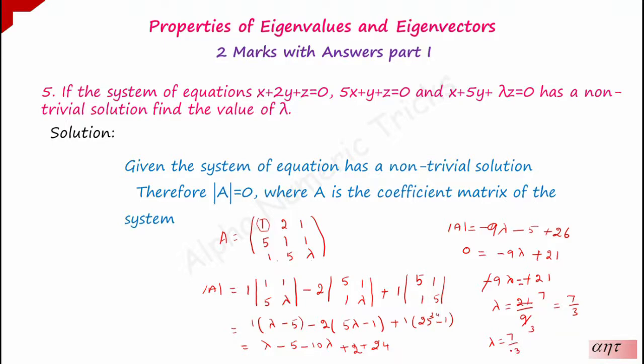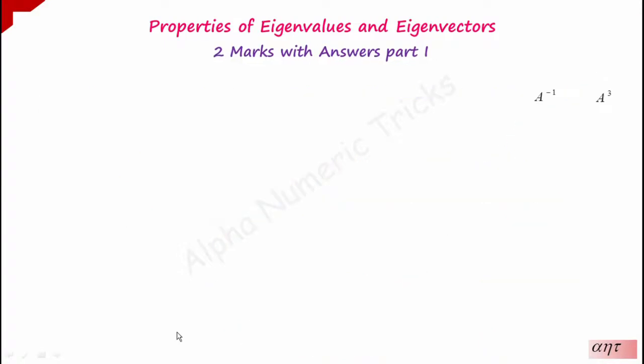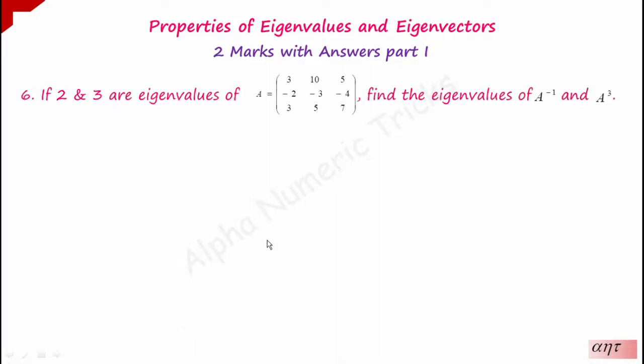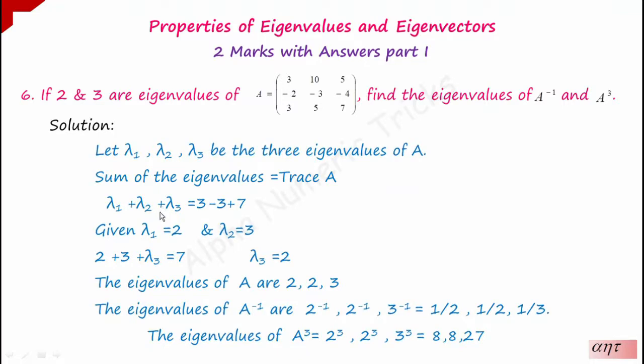Now, the next problem is, if 2 and 3 are eigenvalues of a given matrix A, with rows 3, 10, 5; minus 2, 3, minus 4; 3, 5, 7, find the eigenvalues of A inverse and A cube. We have to find it out. We will see the solution. Let lambda 1, lambda 2, lambda 3 be the 3 eigenvalues of a given matrix A. And here 2 of the eigenvalues are given.